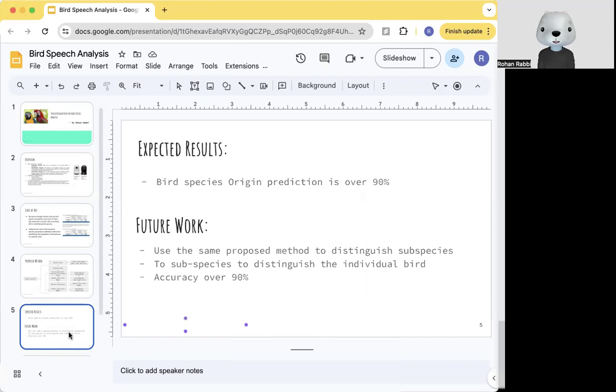As for future work, due to limited time availability, I'll leave that aside. We're going to use the same proposed method to distinguish subspecies, repeating the same exact way I did the bird species recognition. And then from the subspecies, I will distinguish individual birds, and I'm expecting an accuracy rate over 90%.